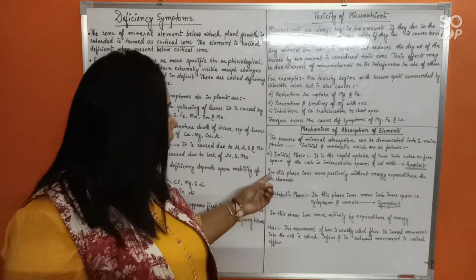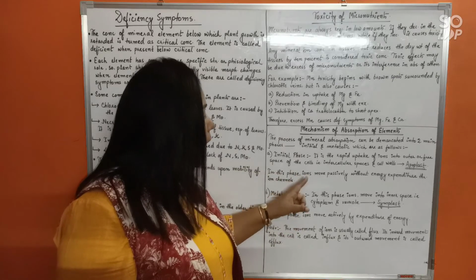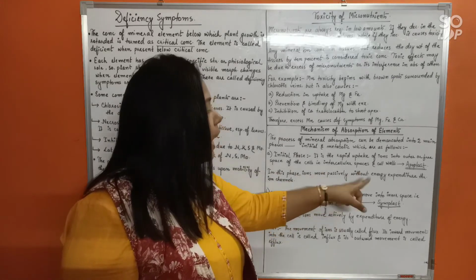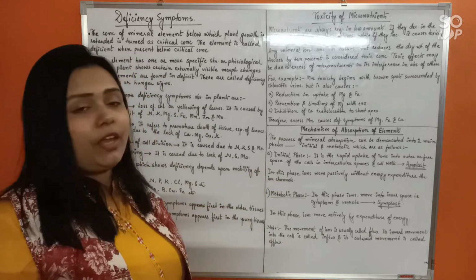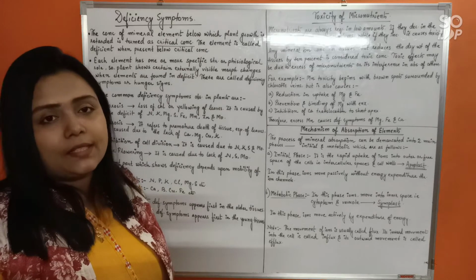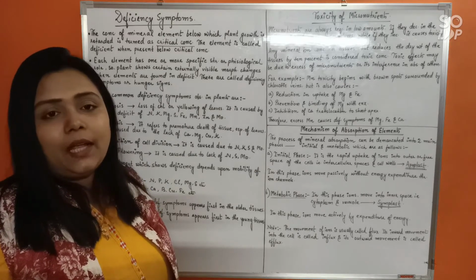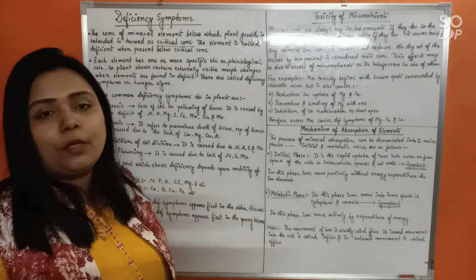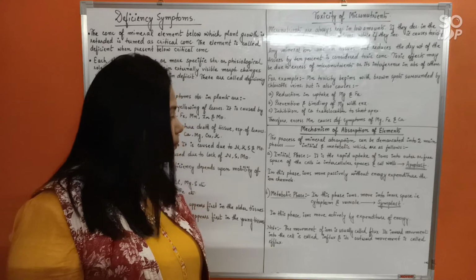Okay, and the main thing you have to remember here is that in the initial phase, ions move passively without energy expenditure through ion channels. So in the first phase, when there is a rapid uptake of ions in the apoplast of the cells, there will be no energy expenditure because the ions will be taken up passively, by passive transport.